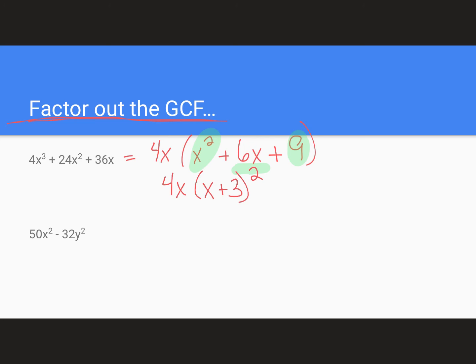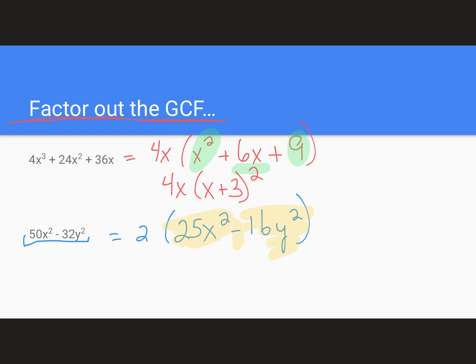Now let's look at this final one. What can I factor out of 50x squared minus 32y squared? Well, I can factor out a 2. So I have 2 times (25x squared minus 16y squared). Now I am looking at the difference of two squares. I've got 25x squared, which is a perfect square. I have 16y squared, which is a perfect square, and I am taking the difference of them.